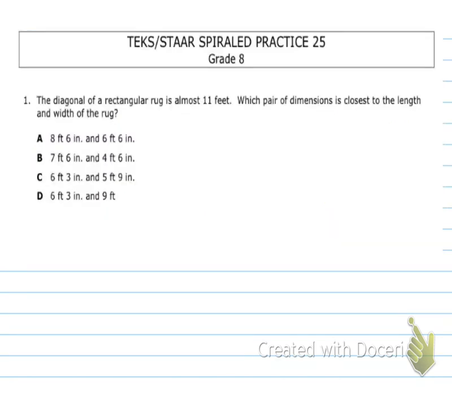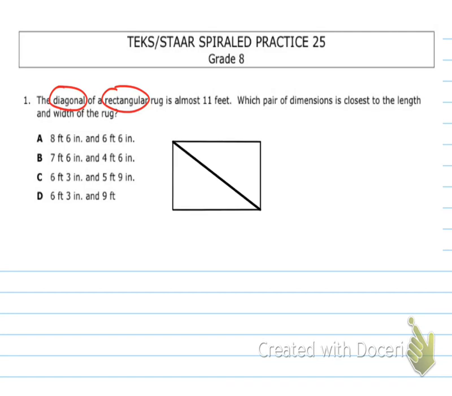All right, so after reading this, the keywords that stand out are going to be diagonal of a rectangular rug. Okay, and what I want to do is draw this image. So I have a rectangular rug, something like that. Then I have a diagonal from one corner to the opposite corner, and this diagonal measures 11 feet. Okay, I do want to put emphasis on feet. But the question asks which is closest to the length and the width of the rug.